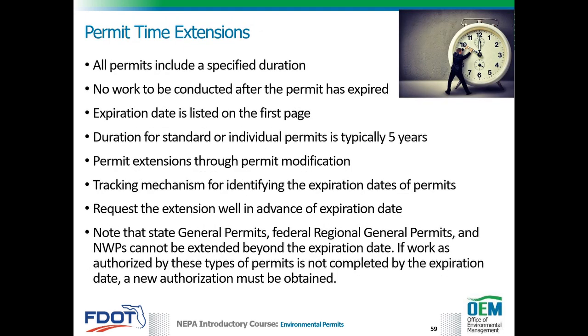All issued permits include a specified duration for completion of the permitted activities. No work authorized by the permit may be conducted after the permit has expired, regardless of the project's progress. The permit expiration date is listed on the first page of the permit, and the duration for standard or individual permits is typically 5 years from the date of issuance.